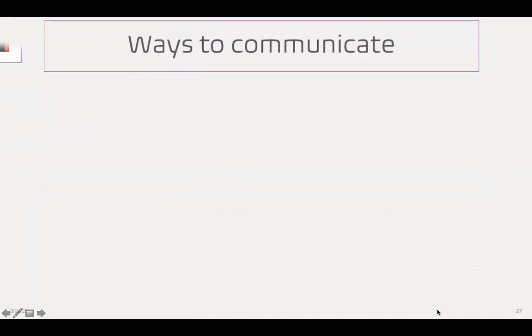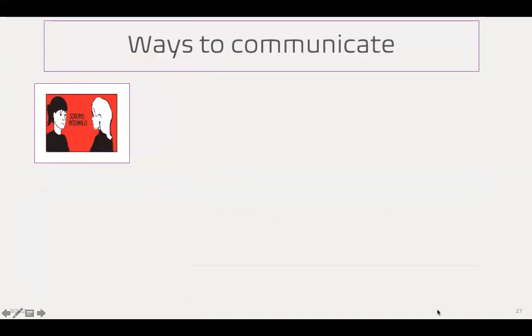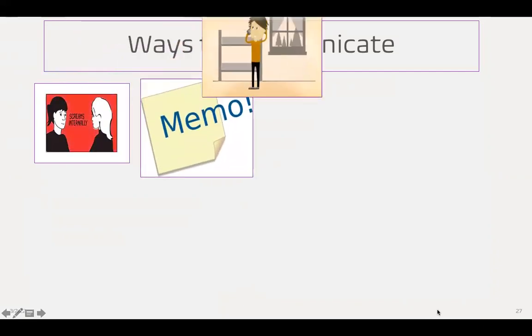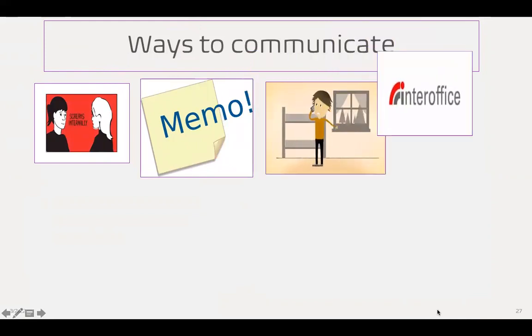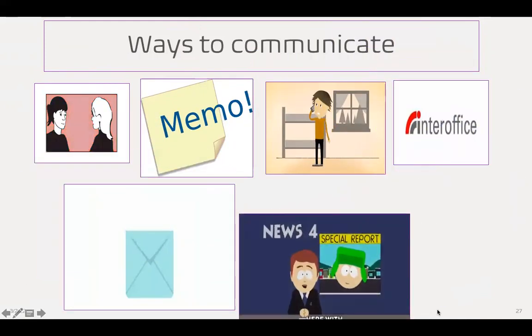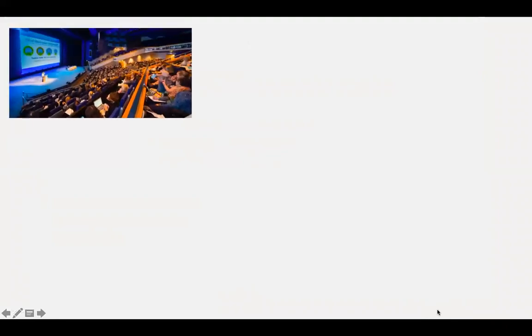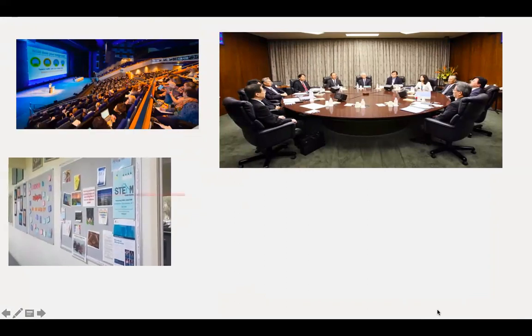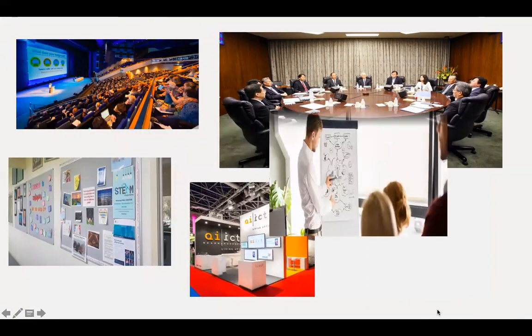Ways to communicate. We have here the 12 ways to communicate by William Thor. First, we have informal talk or grapevine communication. This is the most fundamental form of communication usually adopted by an informal organization. We have also memoranda, telephone calls, inter-office news, letters, reports, conferences and conventions, meetings, bulletin board notices, exhibits and displays, and visual aids.